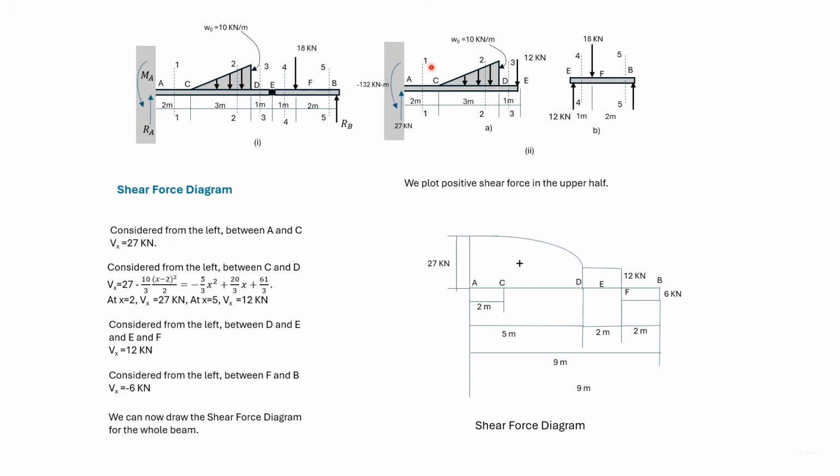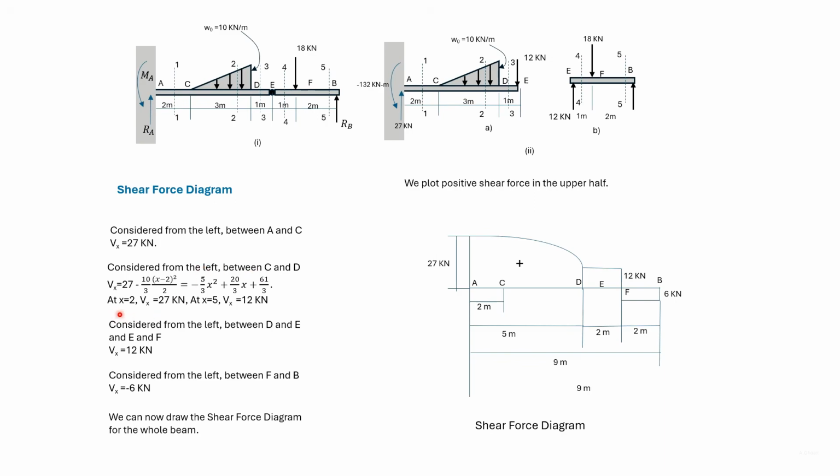At section 1-1, we found the shear force to be constant at 27 kilonewton. So at A and at C, the shear force is 27 kilonewton, which is represented by a horizontal line in the shear force diagram. The shear force in section 2-2 was represented by this expression.